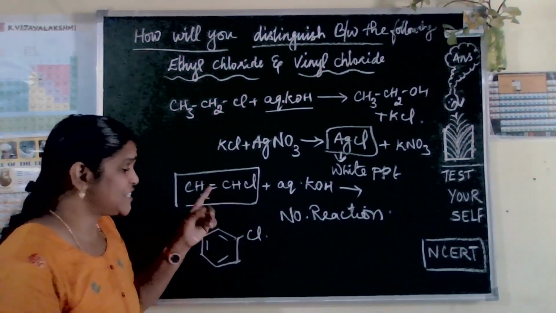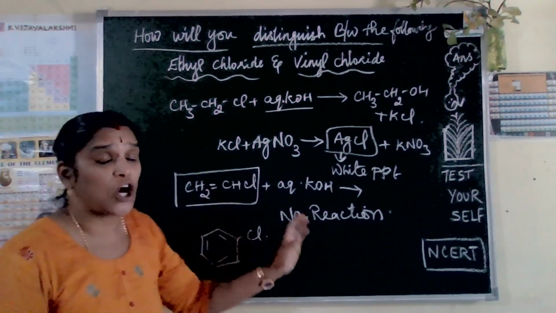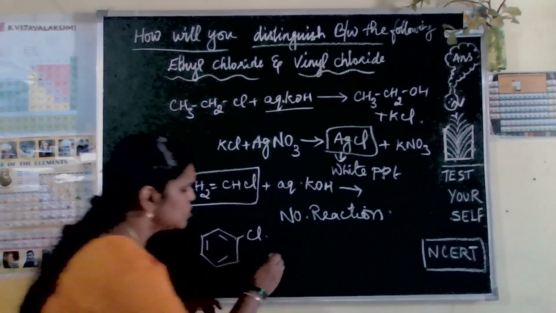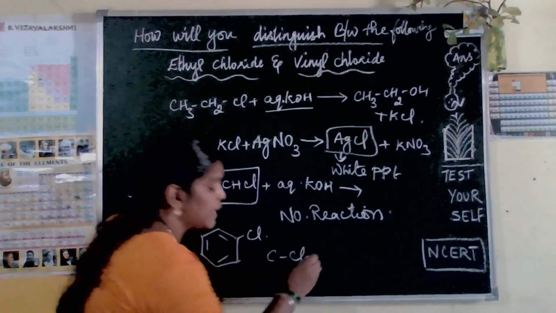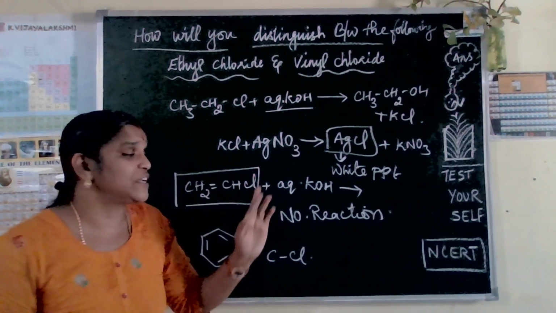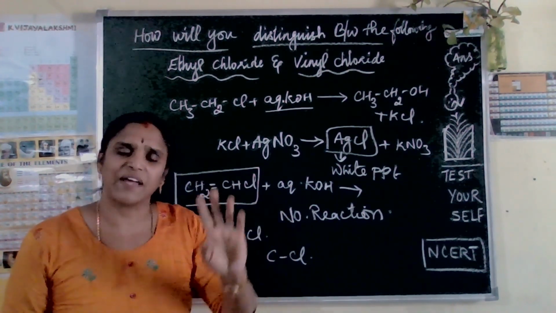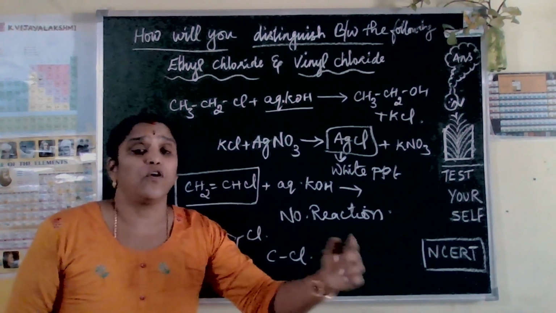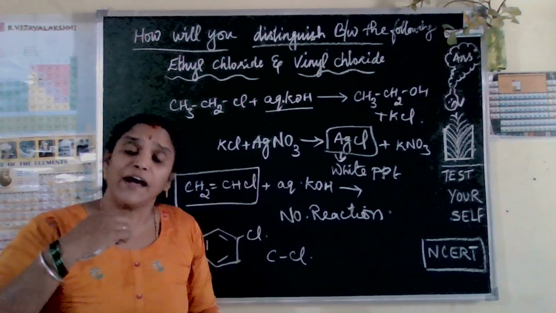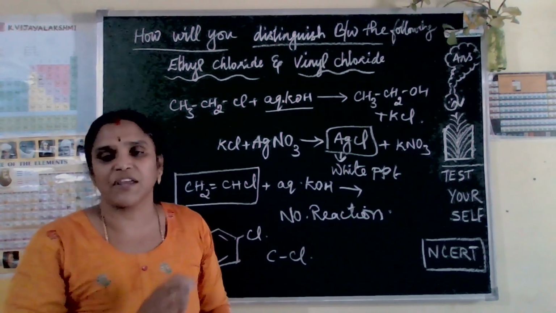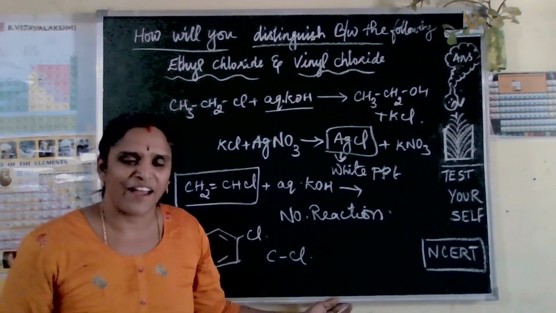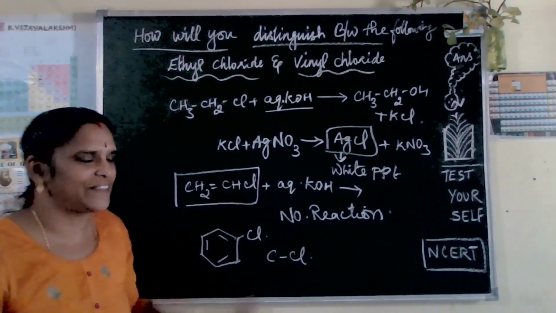Yes, it is resonance. Due to that resonance, it does not undergo hydrolysis. The double bond is there, so the carbon connected with chlorine has partial double bond character. Then you can ask one more question: when will it undergo hydrolysis? With phenol, at higher temperature 623 Kelvin and 300 atmosphere, it will undergo hydrolysis to give phenol.